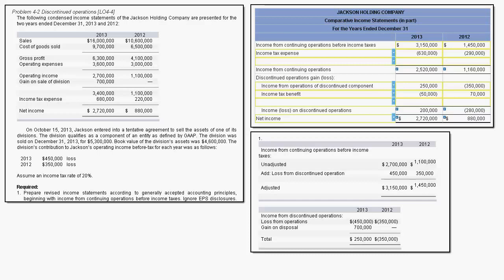Now, you use the same logic for the year before, and the other item you need to consider is the gain on disposal. They provide that $700,000 right here. There was a gain on the sale of the division. That's our gain on disposal. So for income of continuing operations, we've got the actual loss that was given as $450,000, and we have to show the gain.